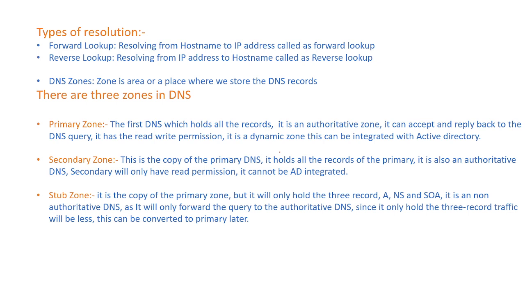Later we can convert the stub zone to the primary zone, so that all the records can be available, and it does all the primary zone activity when you convert it. Is it clear, guys? Any questions here? When you look at the practicals, you'll understand. Any questions? Shall I move on?